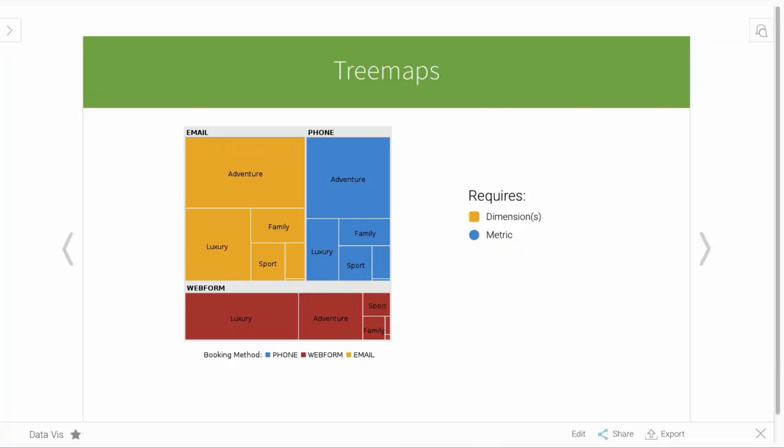And tree maps make it easy for you to group your categories by other dimensions too. So you can add an additional dimension or a metric to a tree map using color as well.